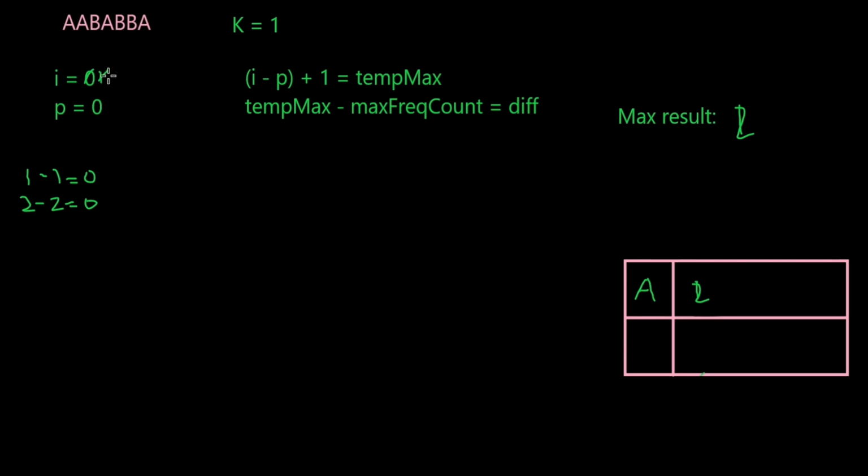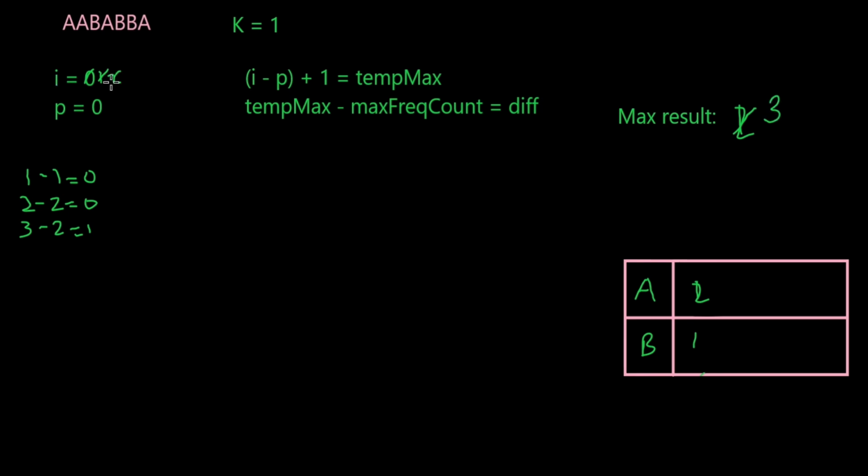Now when i is equal to 2, we're now at B. B is going to be 1. The length of our window is now going to be 3, minus 2, which is going to be 1, and it's equal to k, so our window is still good. Now we're going to get a max result of 3.